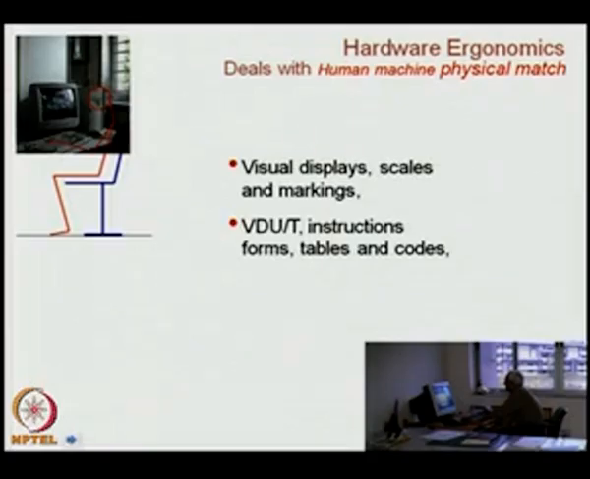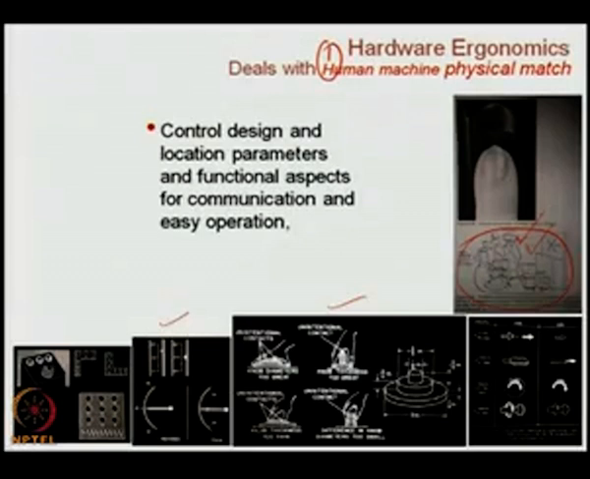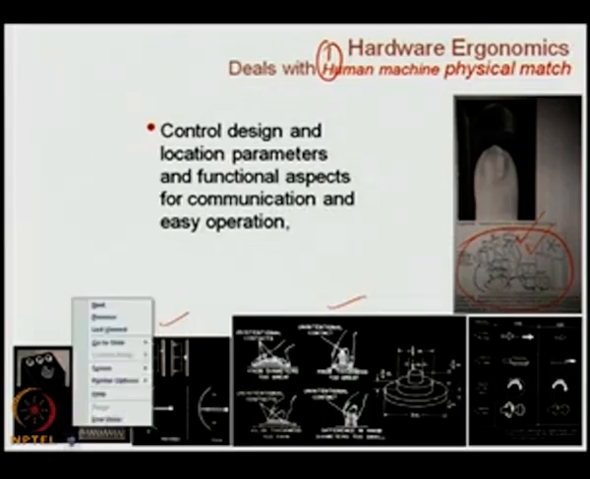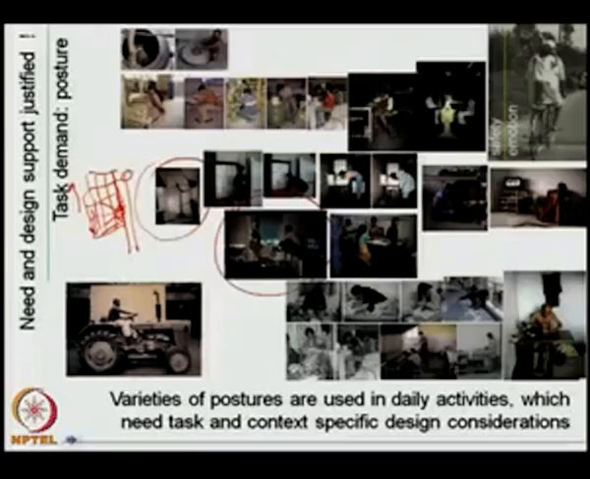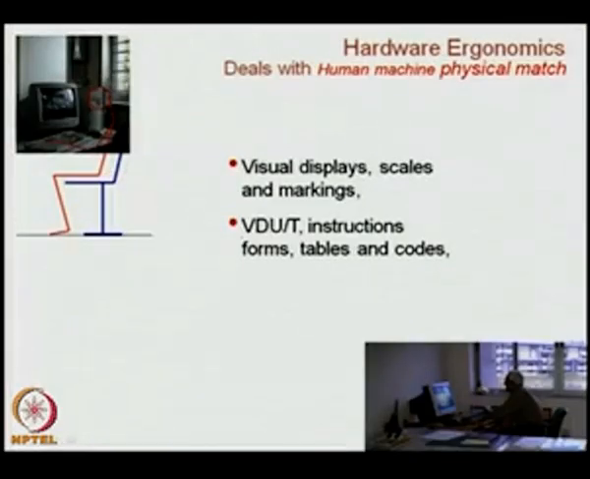Now, under this hardware ergonomics, that is direct physical match and etc., it has visual displays, scales and markings that we showed earlier, that is this visual scales and markings, and video unit and visual display unit and terminals, instructions, forms, tables and codes.